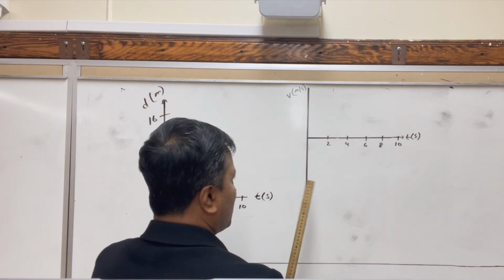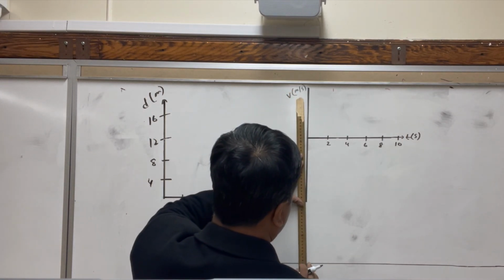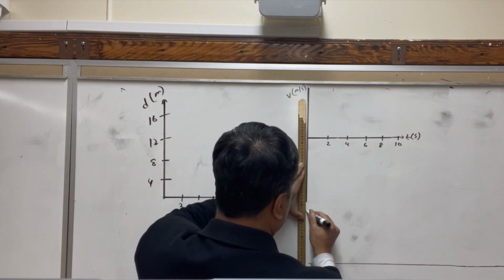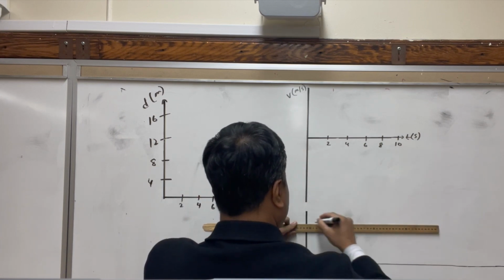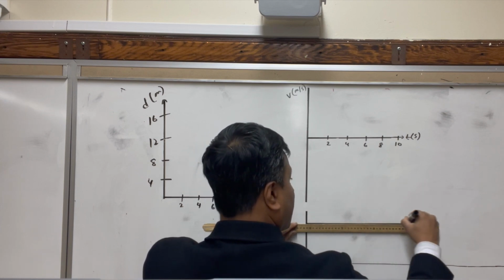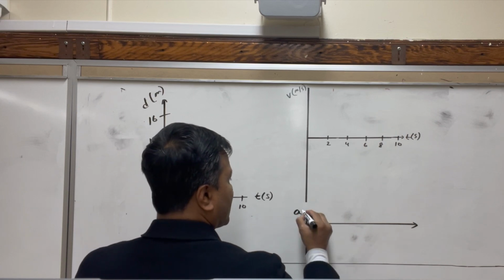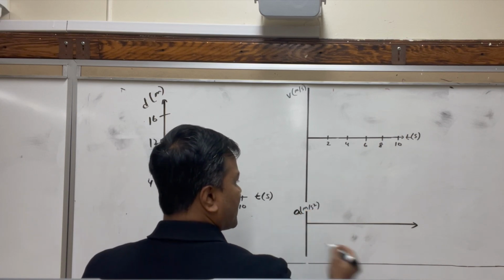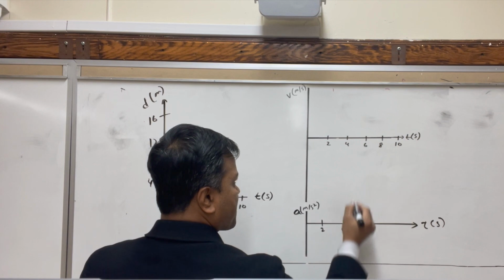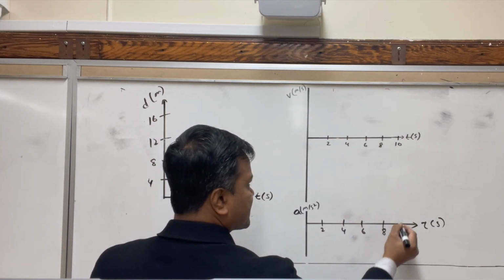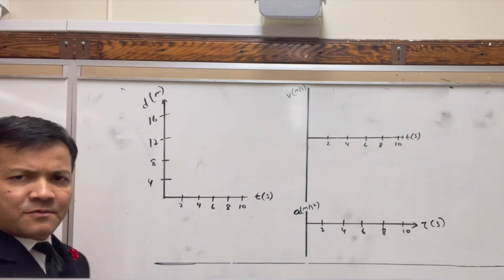And here we're going to draw AT. We probably need only the fourth quadrant, and that would be it. So acceleration, which is in meters per second squared, and time, which is in seconds, and time we already know, 2 and then 4 and then 6 and then 8 and then 10. All right, so let's see what we can do.